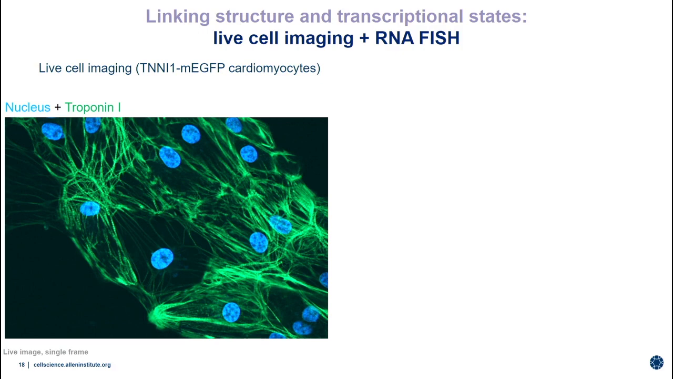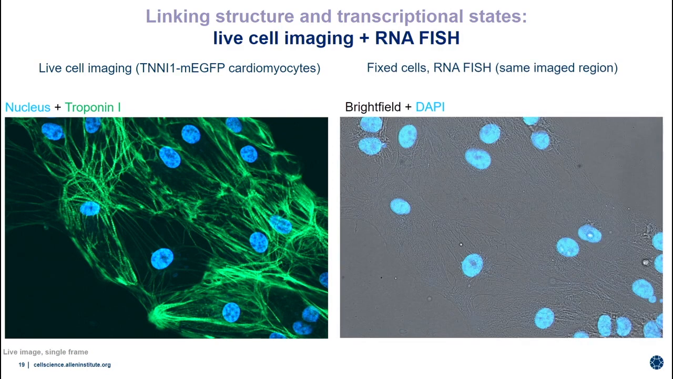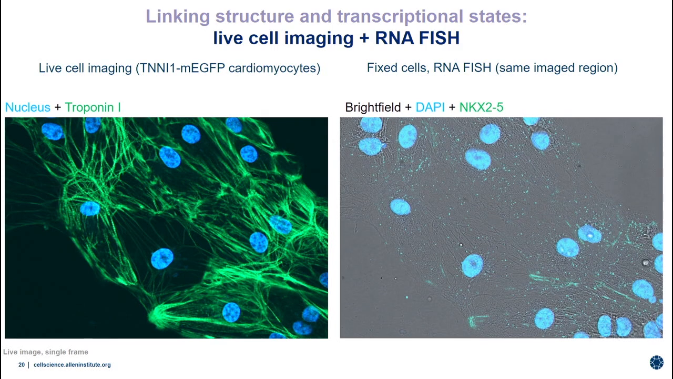You can see that most of the cells are expressing this TNNI1, but there's also a range in expression and also a range in structural organization, nuclear shape, and cell shape. So what we're starting to do now is think about ways to link this with the transcriptional data. We can take the same area that we imaged live, fix the cells, and then perform RNA FISH on the same regions. The first gene that we'll look at is NKX2.5.